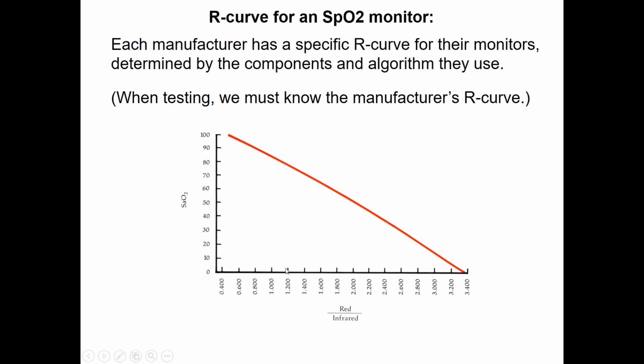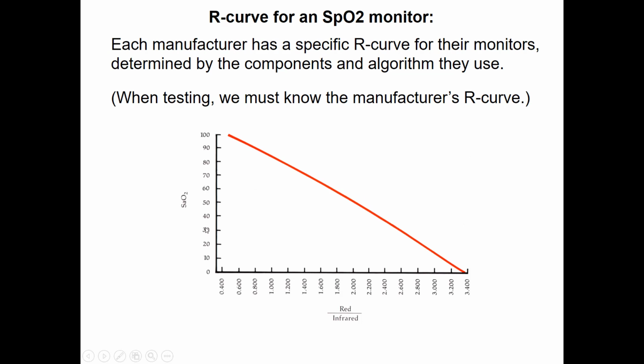So this curve is created by having a subject. We take the samples. We first measure the ratio of the red and infrared using the pulse oximeter. Then we take a blood sample from this subject and measure it, as we said before, by either a blood gas analyzer or a lab co-oximeter, and we create this curve.